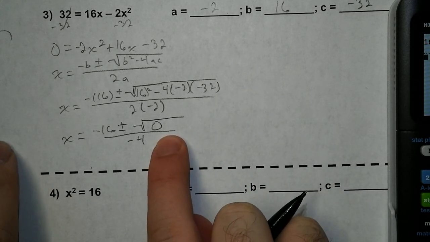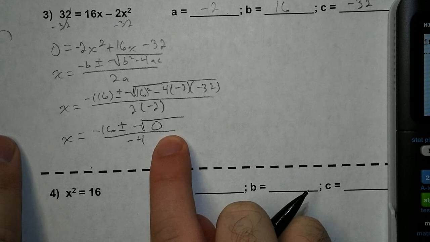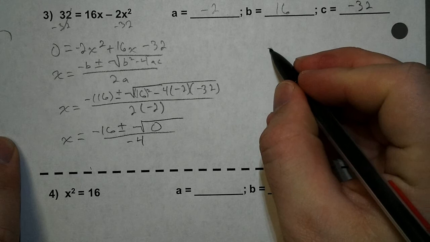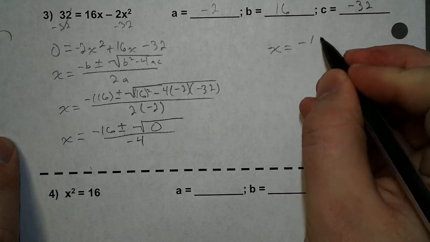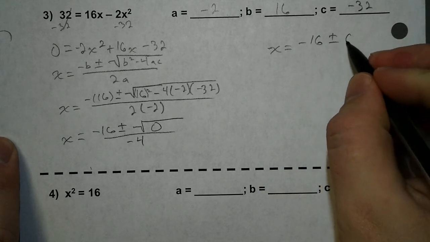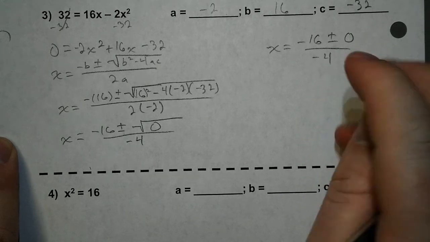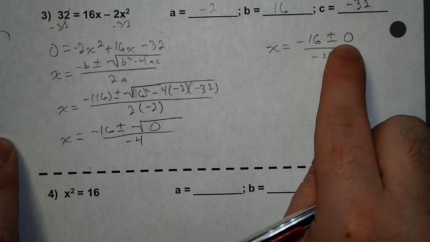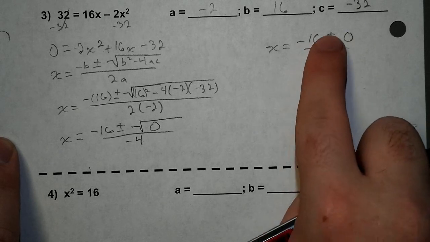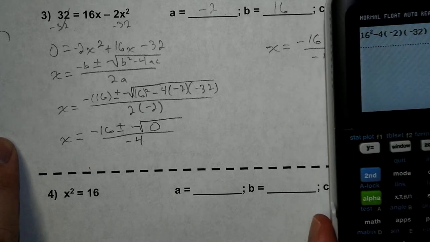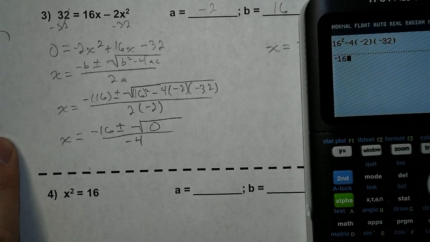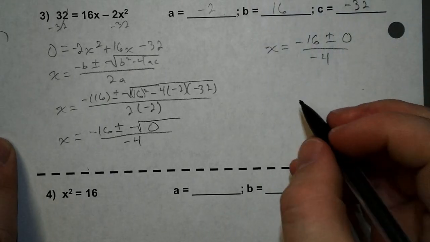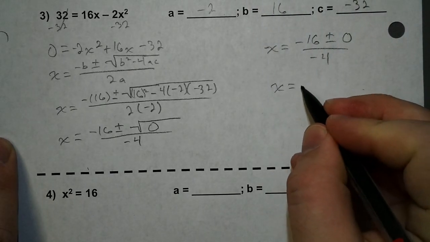Well, we know the square root of 0 is 0. So essentially, we're going to get x is equal to negative 16 plus or minus 0 divided by negative 4. Well, if I add 0, I have negative 16. If I subtract 0, I still have negative 16. So all I have to do on this one is get negative 16 divided by negative 4. And all I get is positive 4. So x here is positive 4.